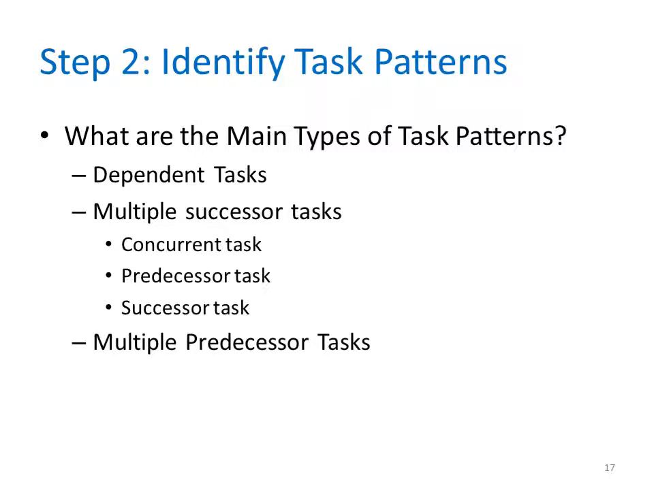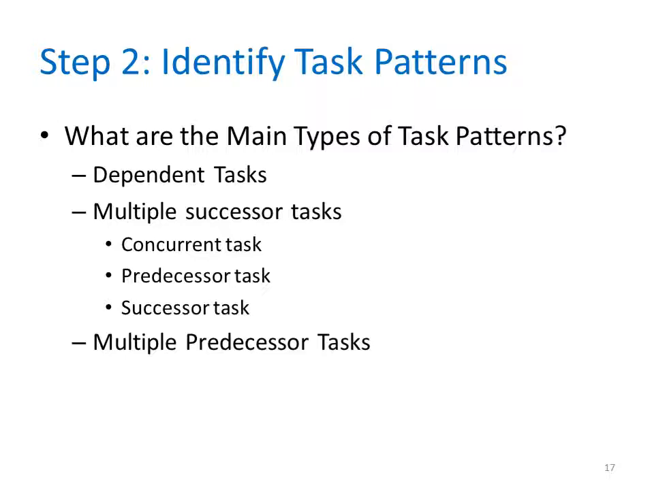There are 3 main types of task patterns. The first is what we call dependent tasks. The second is multiple successor tasks. And the third is multiple predecessor tasks. A dependent task would be where tasks have to be completed one after another. These then are called dependent because one depends on the other.